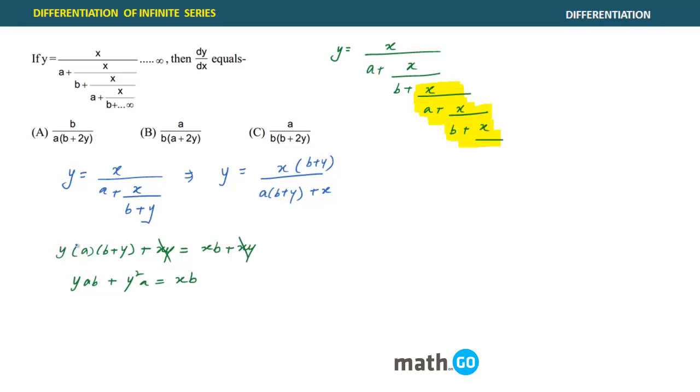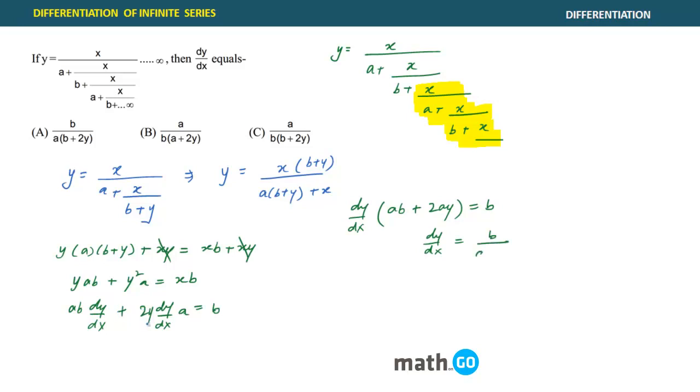Now just differentiate. So if I differentiate, this becomes ab times dy by dx, right? And this will be plus 2y dy by dx times a, and this will be b only, right? So now you have got the answer. So just collate the terms of dy by dx. So dy by dx will be: ab plus 2ay is equal to b. So you will get the answer of dy by dx as nothing but b by a times b plus 2y.